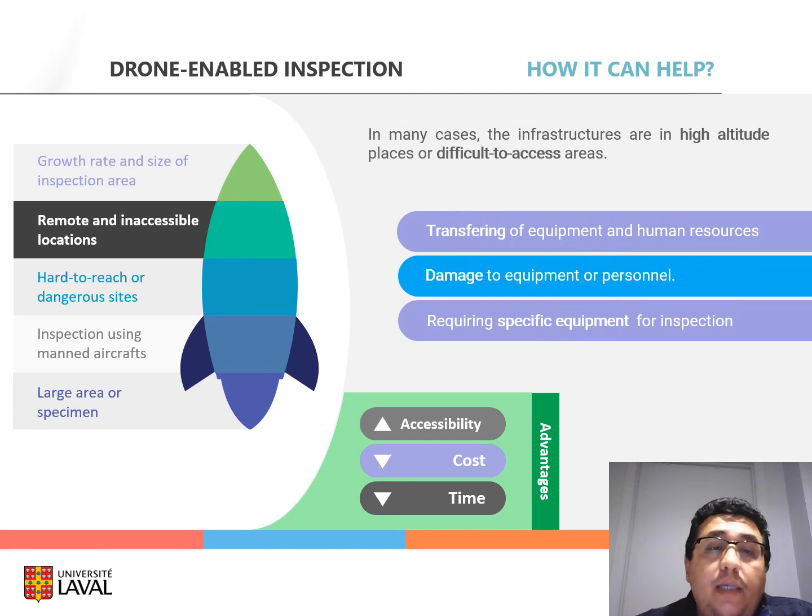Another area is inspection of remote and inaccessible locations. In many cases, the infrastructures are in high altitude places or difficult to access areas. There are three problems that we're facing in this kind of inspection. First, transferring of equipment and human resources. Also, there's always possibility of damage to equipment and injuries for the personnel. And the third one is requiring specific equipment for inspection. So we can conclude that drone-based inspection can increase accessibility.